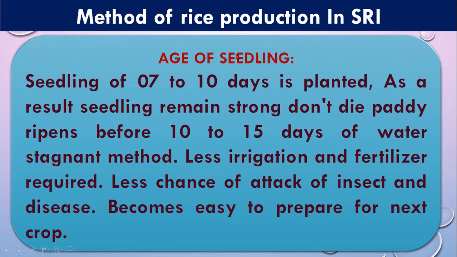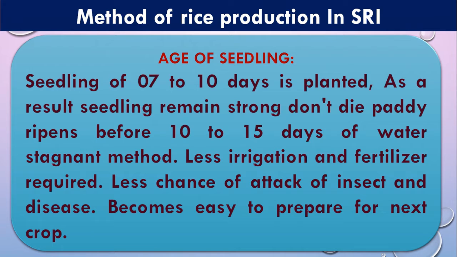Age of seedling. So what will be the seedling age in this method? The seedling age should be 7 to 10 days when planted. That means we have to collect the seedlings from the seed bed after 7 to 10 days, which reduces the time as well. As a result, seedlings remain strong, don't die, and the paddy ripens 10 to 15 days earlier than in the water stagnating method.